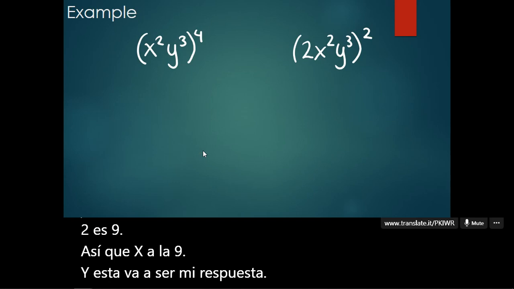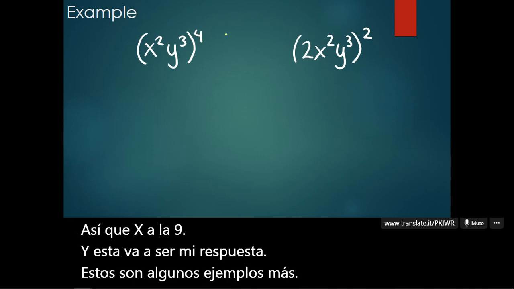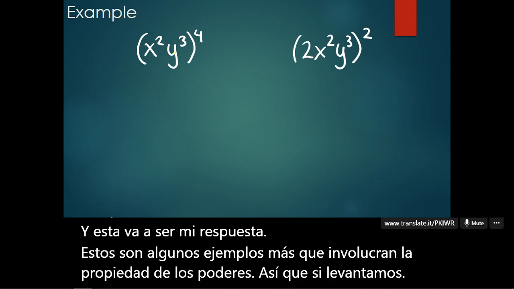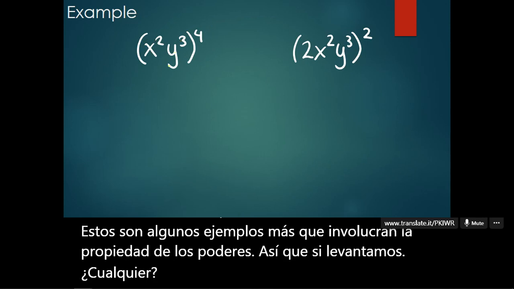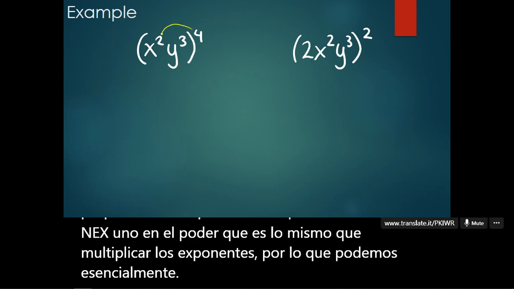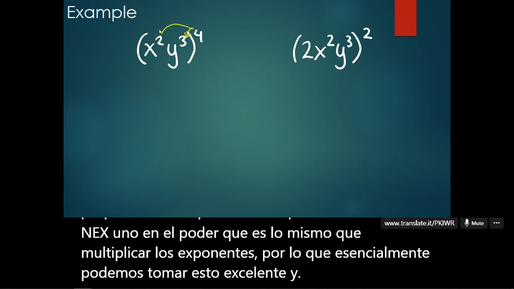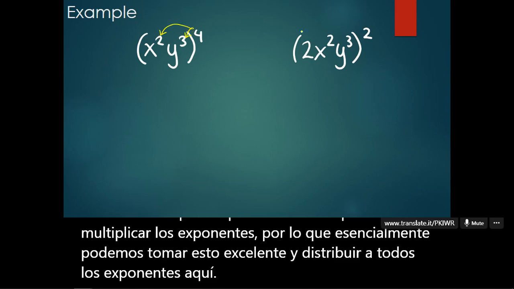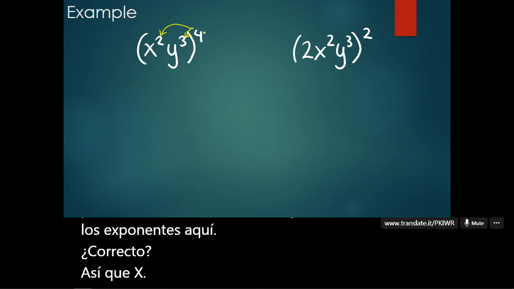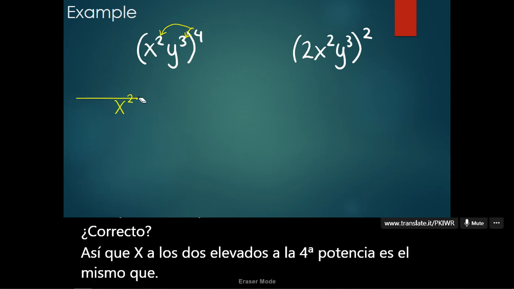Here are some more examples involving the property of the powers. If we raise any exponent to a power, that's the same as multiplying the exponents. So we can essentially take this exponent and distribute it to all the exponents here. x to the 2 raised to the 4th power is the same as x to the 2 times 4.